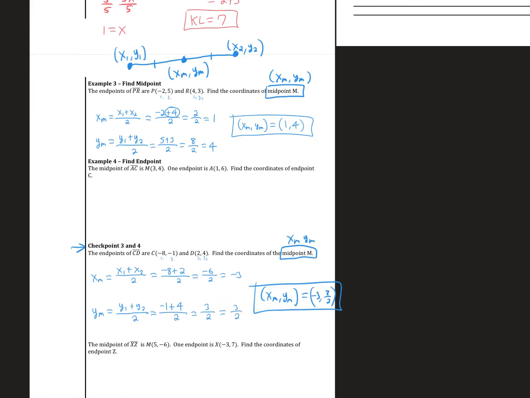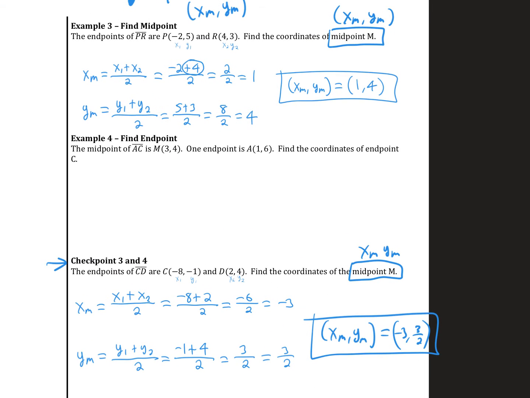Now, what are we looking for here? Let's read this next one. It says the midpoint of AC, M, is (3, 4). One endpoint A is (1, 6). Find the coordinates of endpoint C. Okay, this one's a little bit different. We're looking for the coordinates of what? The endpoint. So I'm going to call this one x1, y1.